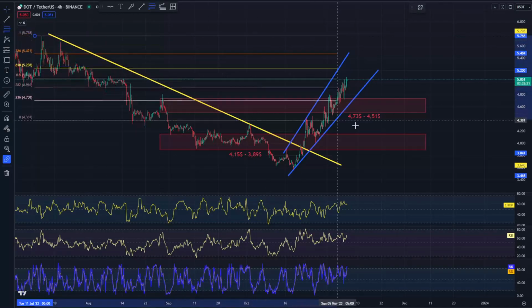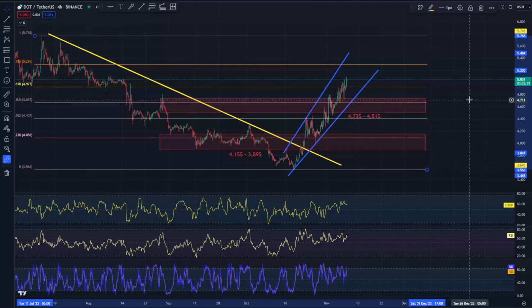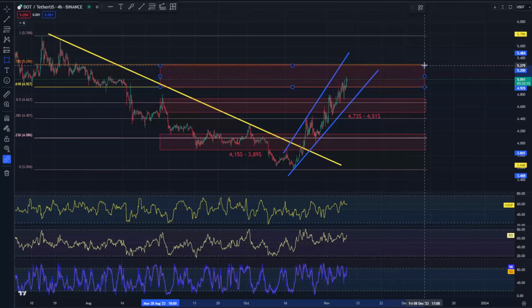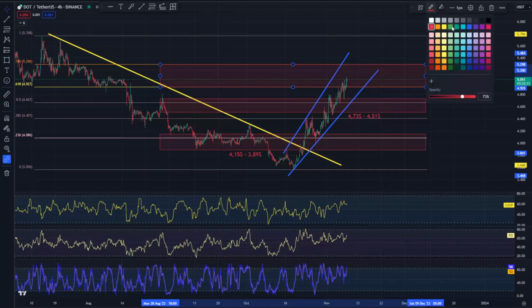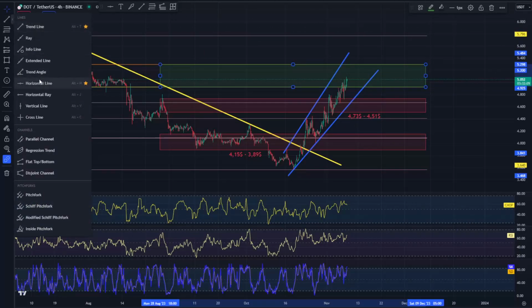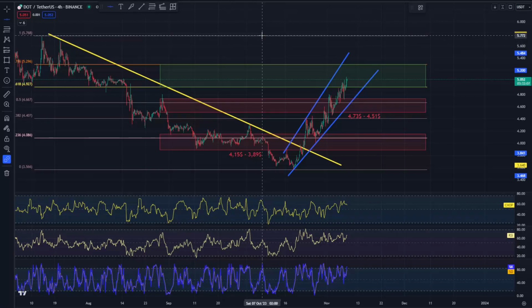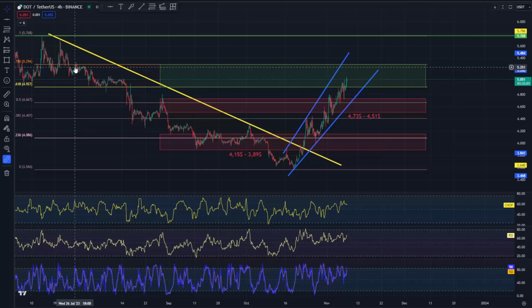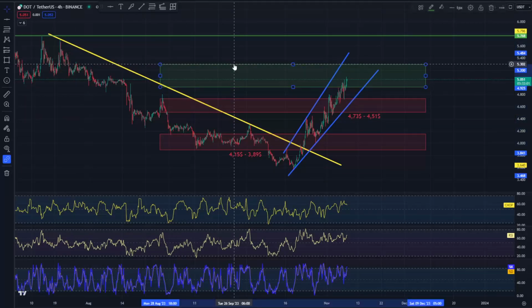Looking the other way, we can similarly determine the resistance areas that the price must face. And here we see that the price is currently fighting against a strong resistance zone from $4.92 to $5.29, and when it manages to break out of it, it will be able to move towards the resistance at $5.76.